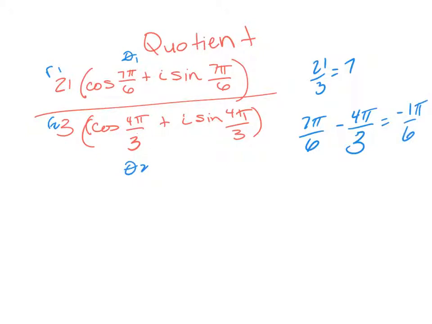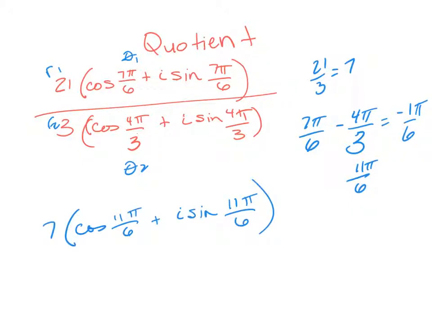And if you don't like negative radians, that turns into 11 pi over 6 when you add 2 pi to negative 1/6 pi. So here we have 7 times cosine of 11 pi over 6 plus I sine of 11 pi over 6. Now we use our unit circle. What is the cosine of 11 pi over 6? Radical 3 over 2. And then you have an I, and the sine of 11 pi over 6 is negative 1/2. So you multiply those together.